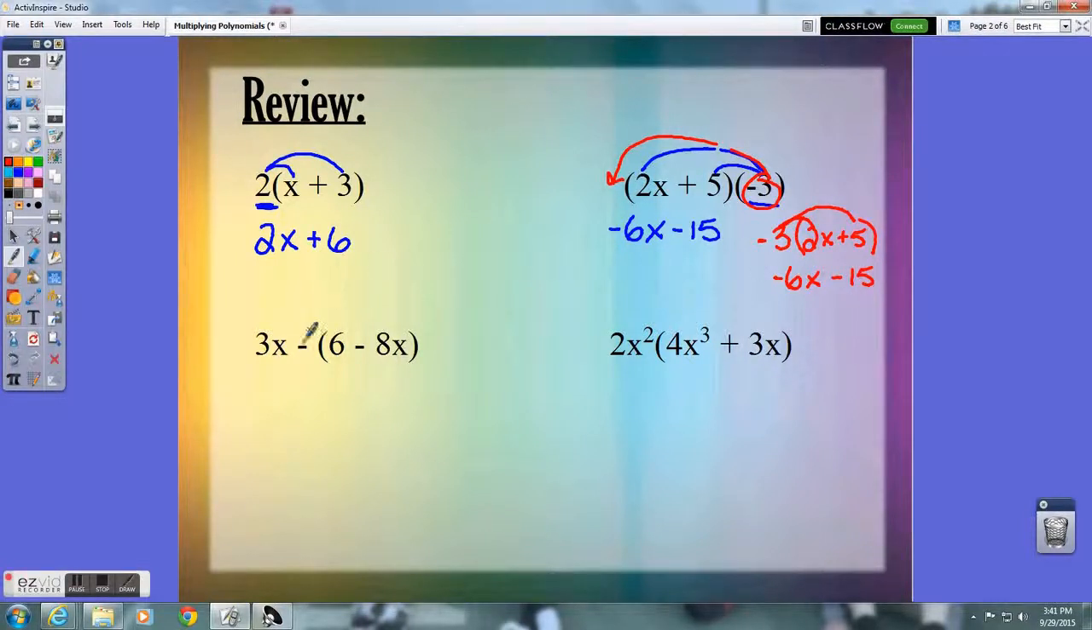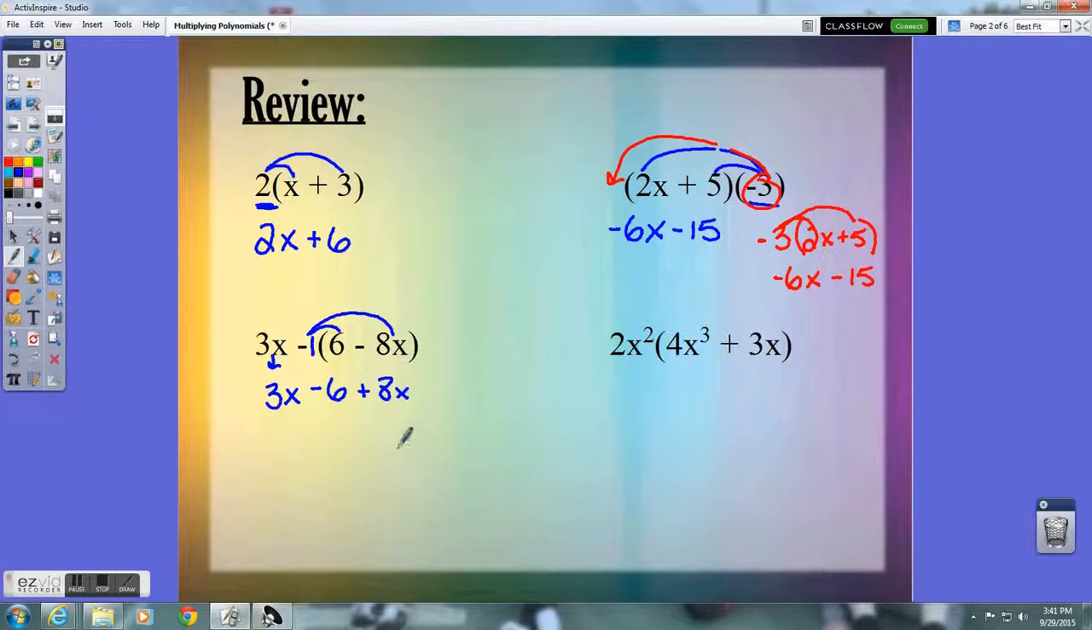Now in the next example, a lot of times students want to distribute the 3x to the 6 and the negative 8x, but we have to remember this is actually a monomial times a binomial. So distributing that 3x really isn't going to help us out here. What we're doing is changing a subtraction problem to a multiplication problem. So instead, we're going to reset. We're going to add in the negative 1 before the parenthesis and distribute the negative 1. So negative 1 times 6 is negative 6, and negative 1 times negative 8x is a positive 8x. And then the 3x we just drop down. Nothing happens with it just yet.